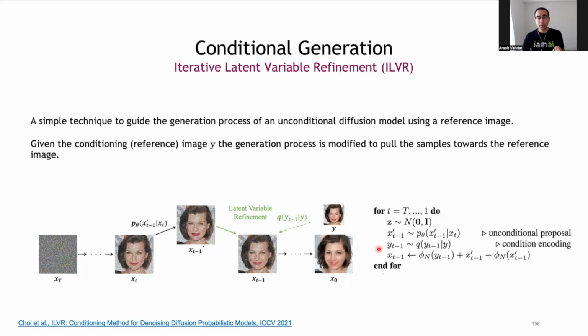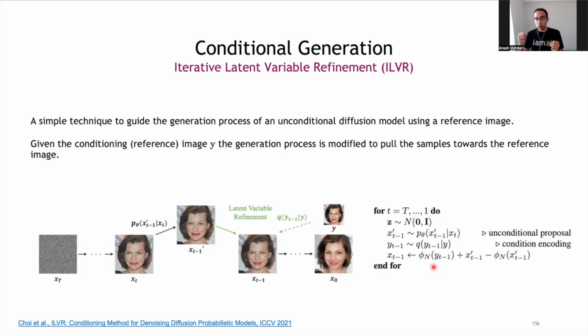So to do so, this paper proposes this simple operation. Here, phi n represents some low-pass filter, right? So this operation is very simple. We have this proposed denoised image, x prime t minus 1. We subtract a low-pass filter applied to this x prime t minus 1, and we add back the low-pass filter output of y t minus 1. So you can think of this operation as an operation that takes x prime t minus 1, the proposed denoised image.